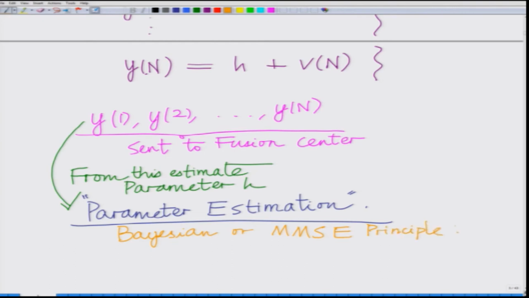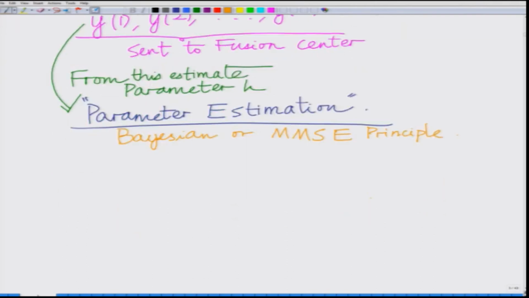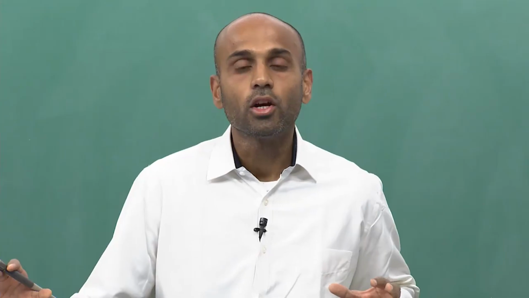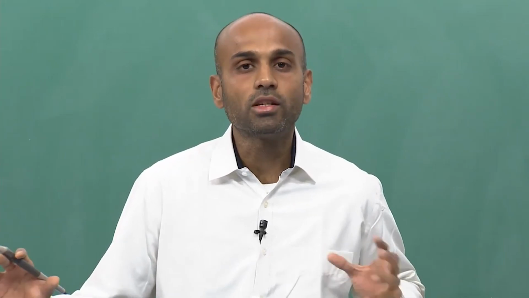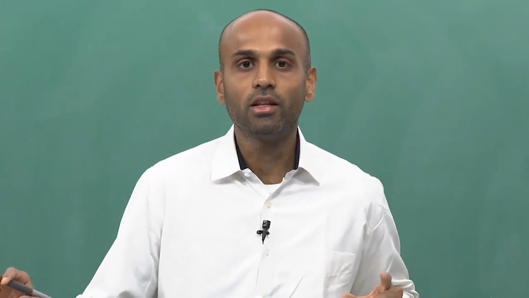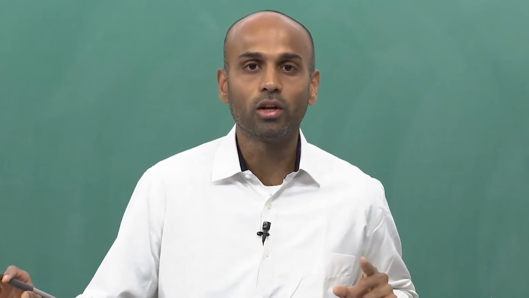We would like to use the Bayesian or minimum mean squared error principle. Now, what is the Bayesian principle? Any estimation process depends on probability and probability density functions. So, we have two important components in this process of Bayesian estimation. These two different components are what I am going to list now.